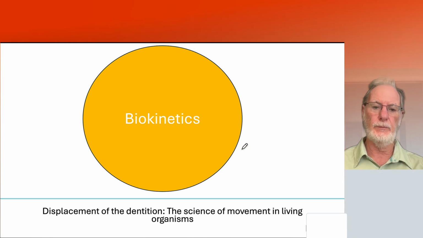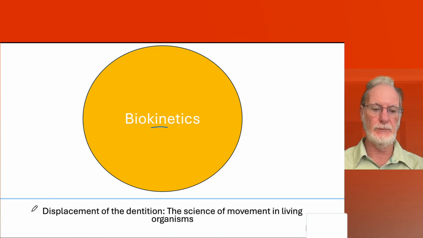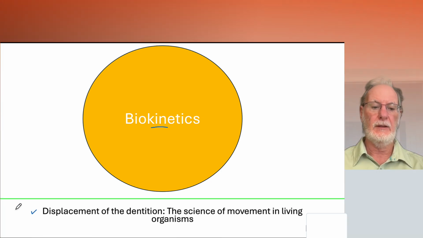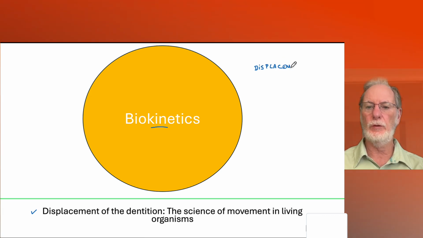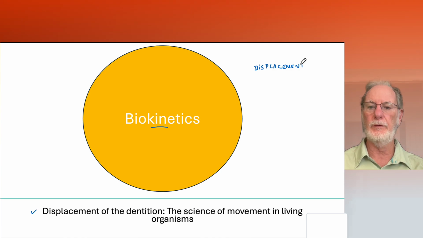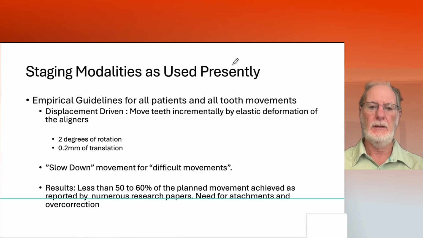And I start with the first term, called biokinetics. Kinetics is for movement, as we look at the displacement of the dentition, and in aligners we have what we call displacement driven. Displacement driven is an important concept of tooth movement that has been popularized by the use of thermoformed aligners. And why is it?